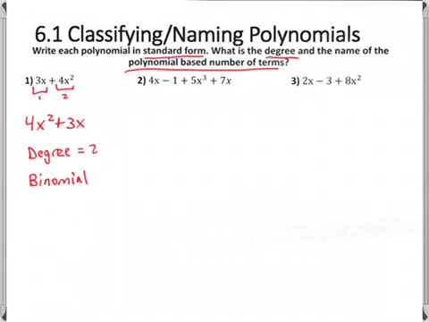And the next one, we essentially have four terms, but we'll notice something here. We have like terms here. The 4x and 7x can be combined, so they're going to make a single term eventually. So as we write this in standard form, we're going to bring the 5x cubed out in front. It has the largest degree, plus 11x minus 1. This polynomial has a degree of 3. And since it has three terms, we're going to call this a trinomial.